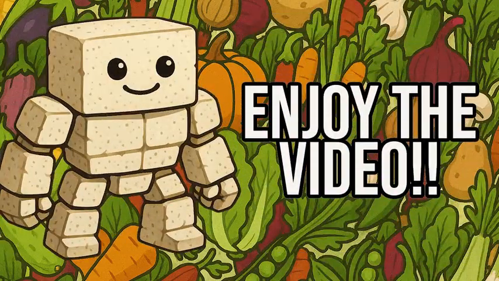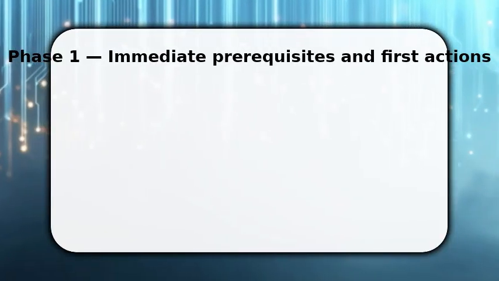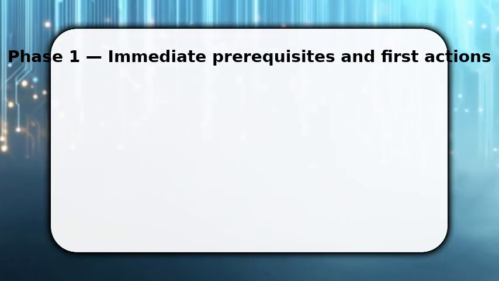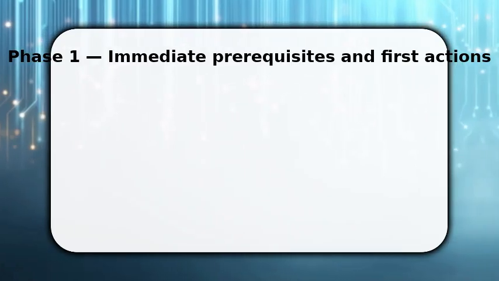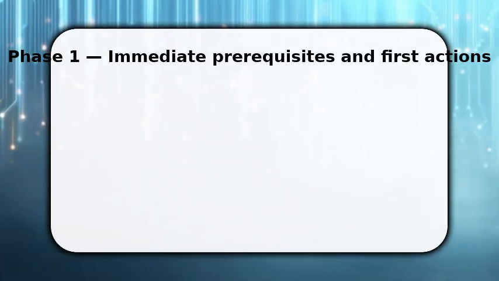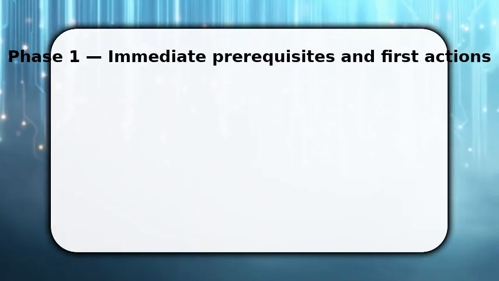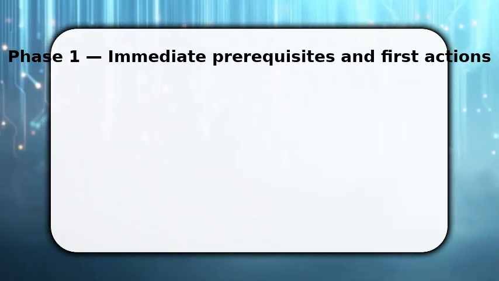Please enjoy the video. You begin by verifying essentials: device model and Android version. This matters because Kingroot behaves differently per build. Once done, put the phone on stable Wi-Fi, turn off VPN and mobile data, and keep battery above 20%.